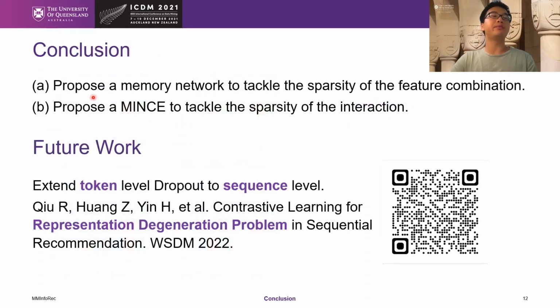In conclusion, we propose a memory network to tackle the sparsity of the feature combination problem. We also propose a new multi-instance NCE training objective to tackle the sparsity of the interaction problem. For future work, we extend the token level dropout to sequence level to have a good semantic augmentation for sequential recommendation. We also have a newly accepted work at WSDM 2022.